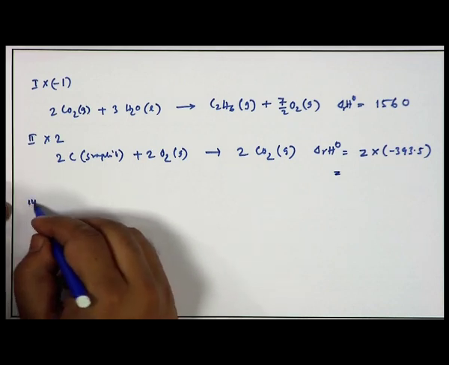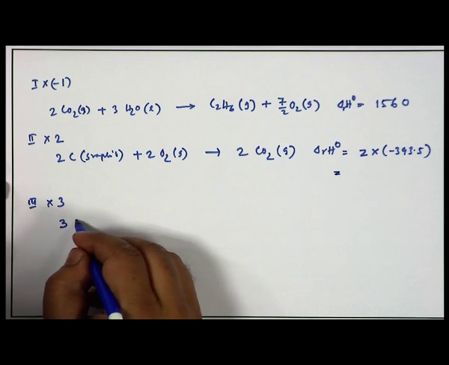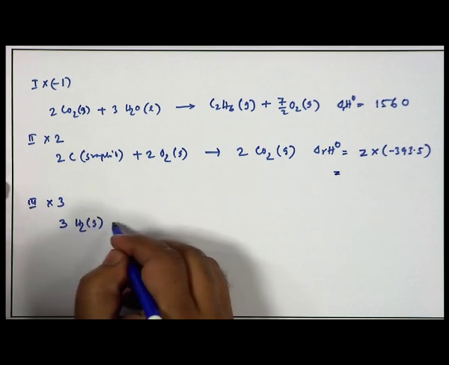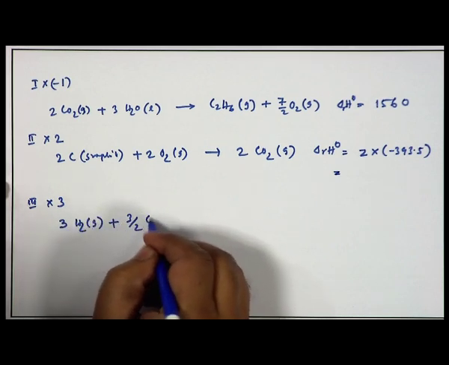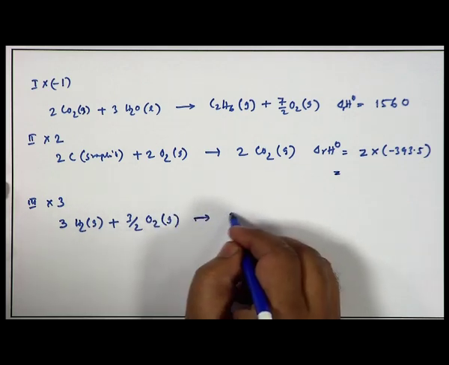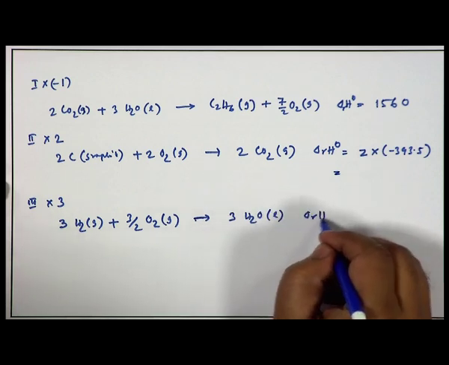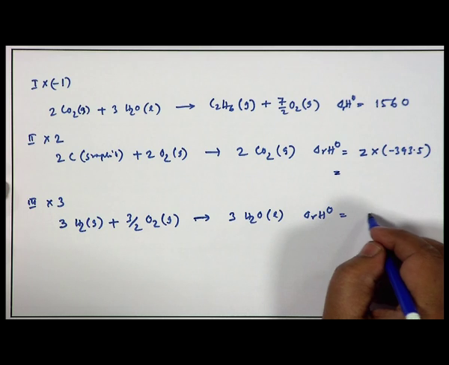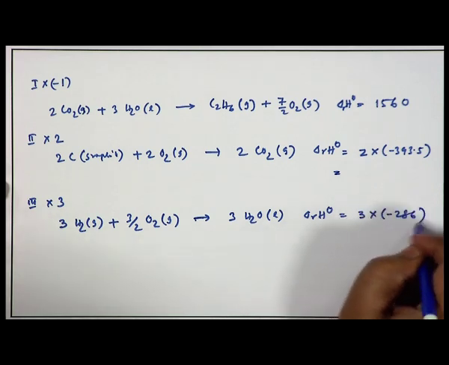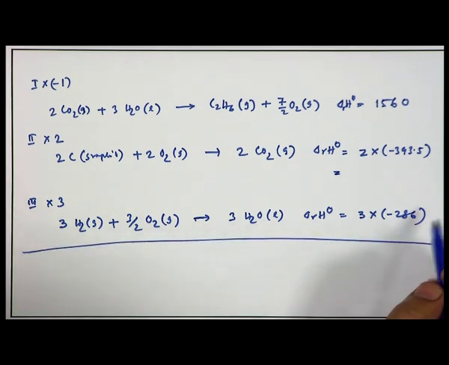And the third reaction we had, we can multiply by number 3: H2 gas plus 1/2 oxygen gas gives H2O liquid. We have to multiply by 3 here. So, 3 into minus 286. So, if you add these, what will we get?